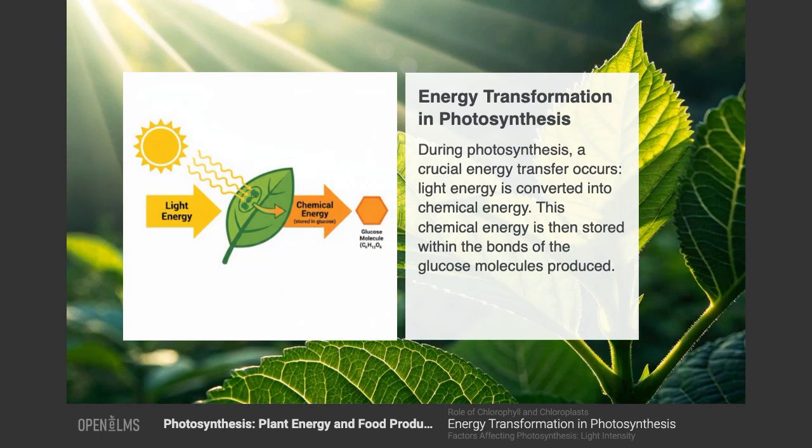Energy transformation in photosynthesis. During photosynthesis, a crucial energy transfer occurs. Light energy is converted into chemical energy. This chemical energy is then stored within the bonds of the glucose molecules produced.